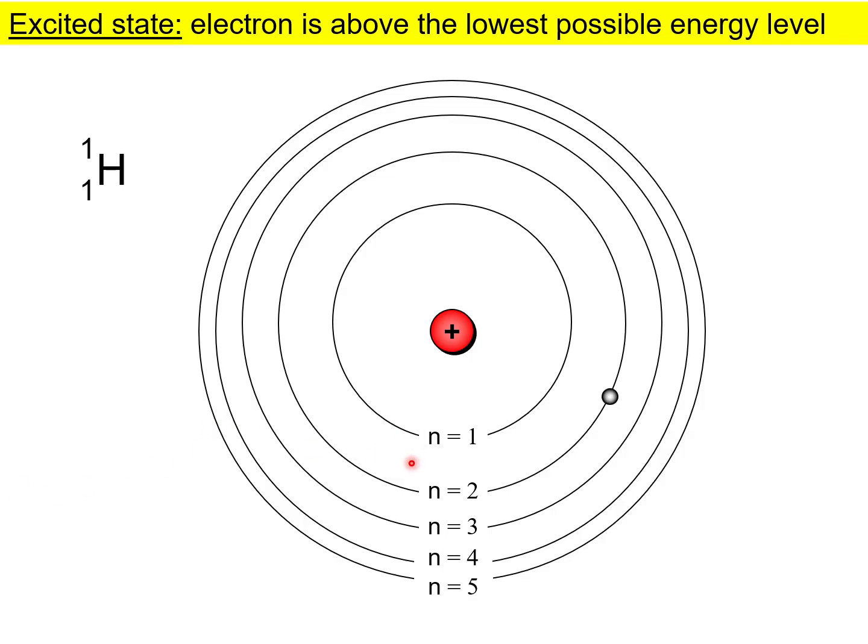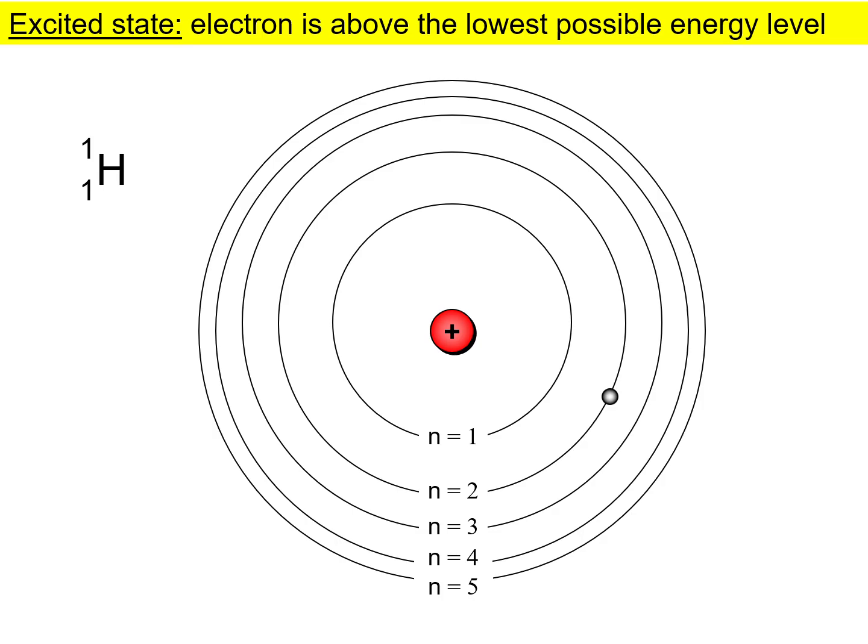The lowest energy level is called the ground state, and that'll come up in a minute. And if you're above that ground state, you're in an excited state. It's kind of like you're running around the track and then a dog that's foaming at the mouth starts chasing after you. You're going to go into an excited state. You're going to start traveling a lot faster.